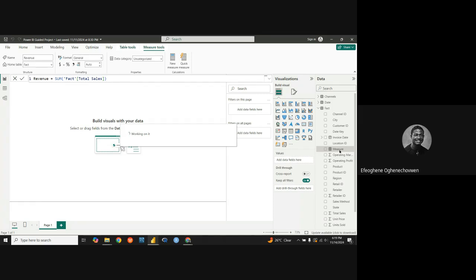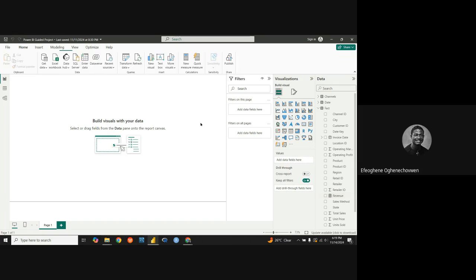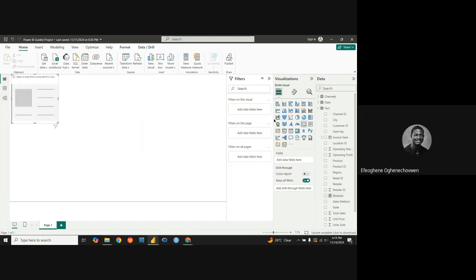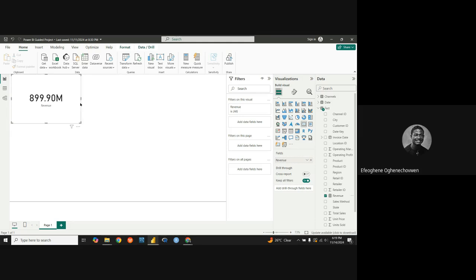So this is the way we check if what we've done is correct, the relationship we've created. Recently, I don't know why my commit is not always working. I just have to click off. So this is a card visual. Let's check it this way, we'll know what's wrong. It's giving us 809 million. Let's check this.